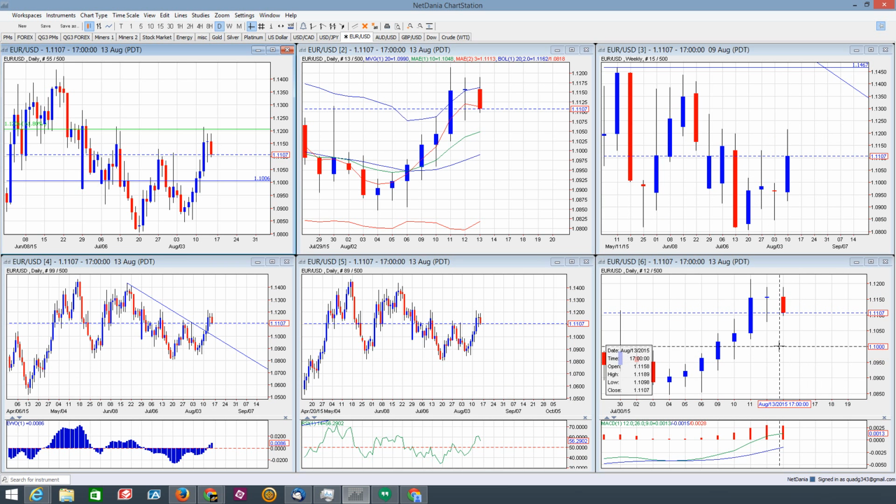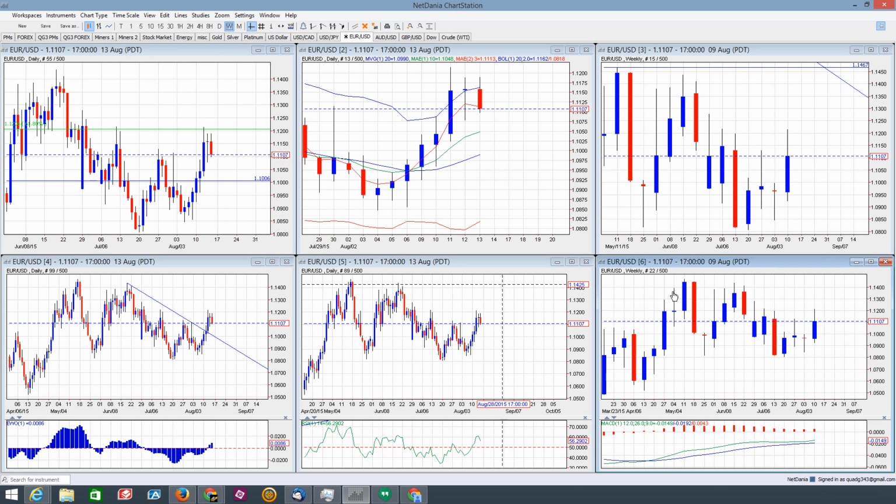MACD is wide open to the upside on the daily, and on the weekly open to the upside as well. So that's all bullish. And so everything in the euro is looking pretty bullish here. May see a corrective move down here to this 11,000 level, but after that, I think we'll bounce back up again. All right, let's take a look at the Aussie dollar.